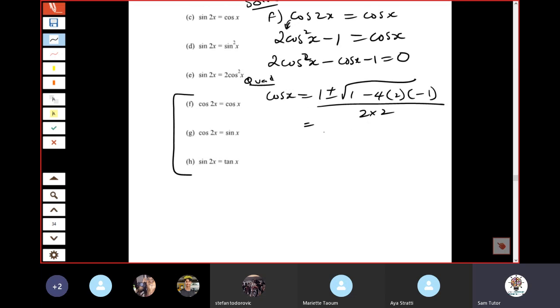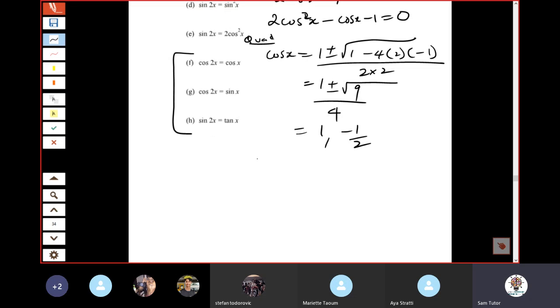Okay, cos x equals 1 plus minus square root 1 plus 8, I think. Yeah, it looks like 1 plus 8, which is 9. 1 plus 3 is 4, 4 over 4 is 1, 1 take away 3 is negative 2, so negative a half, if I haven't done anything wrong. Those are your two solutions. Then we're going to write cos x equals 1 or cos x equals negative a half.